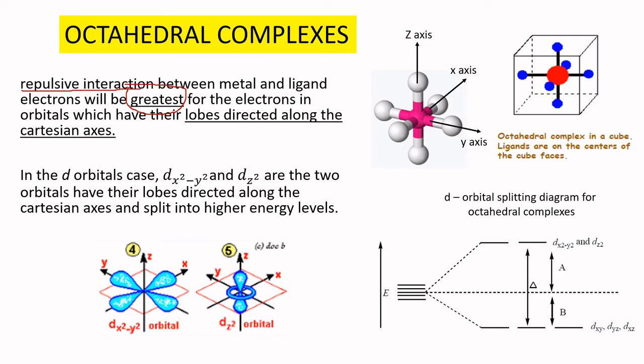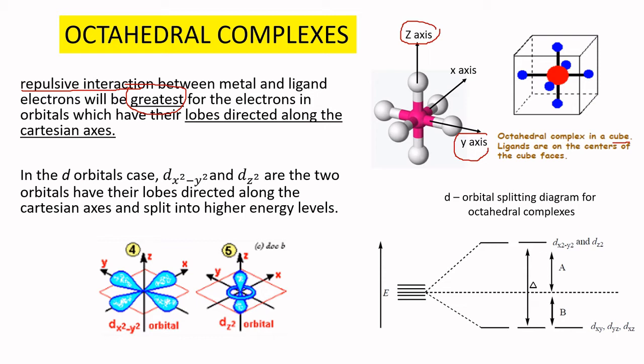In this case, the ligand will come at the axis. So the octahedral shape looks like this. This is the x-axis, z-axis, and y-axis. The octahedral complex is actually formed in a cube. So ligands are at the center of the cube faces. This is the cube, so this is its face. The ligands are at the center of the cube face, meaning the ligands come directed along the axis.